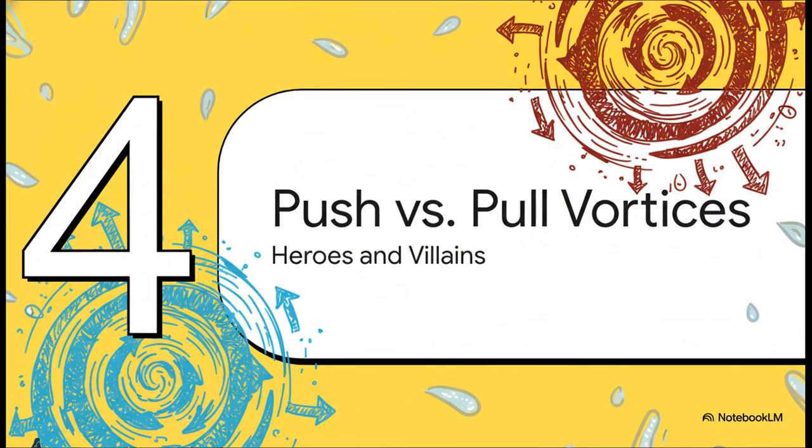But this is where it gets even cooler. It turns out not all vortices are created equal. Nope. The researchers found two totally distinct types right at that turbulent boundary, and they act in completely opposite ways. You can honestly think of them as the heroes and villains of our story.